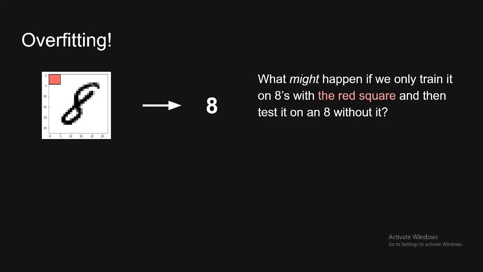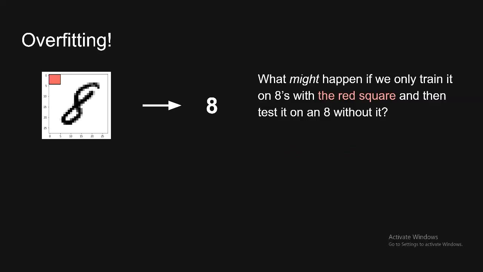So what might happen if we take this image of an 8 after we've trained on this data set of red square 8s, and we take away the red square? What might it do? Yeah? It might still stay as an 8 because there's a red square. Oh, if we take away the red square? Oh yeah, with the 8 without it.